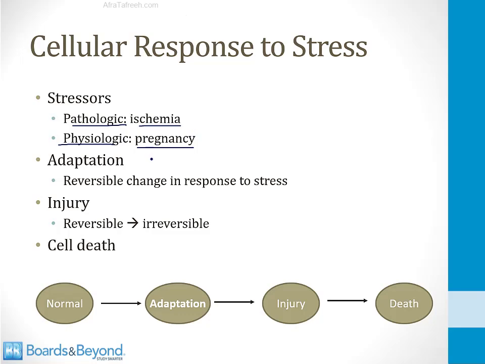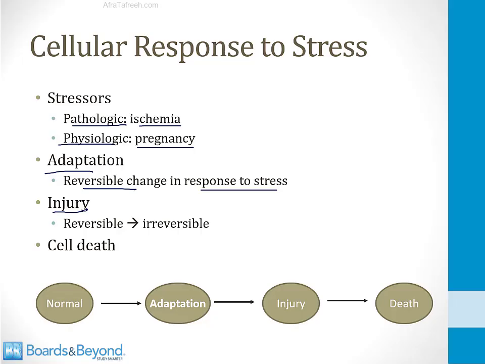So that's another example of a stressor, although it's not a disease state. When cells are exposed to these stressors, they can adapt. This is that they undergo a reversible change in response to stress. The cell will try to change itself to give it a better chance at survival in an environment with that stressor.